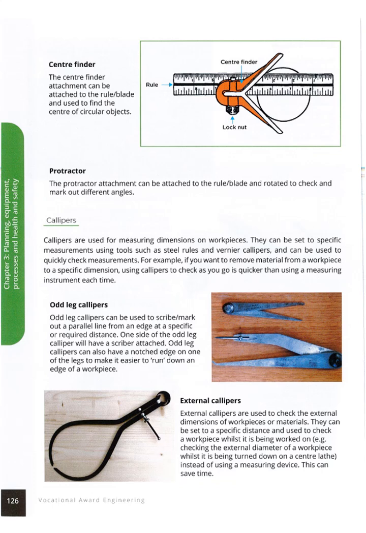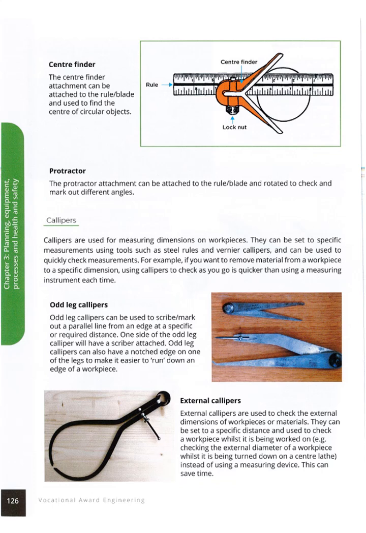So the odd leg calipers can be used to scribe, mark out parallel lines from an edge at a specific or required distance. So if you set it at 50 millimeters, that will then scribe 50 millimeters all the way from the top of your material to the bottom. If you want to do it on another piece, that is still set. You can use the same thing. You don't have to measure, it's done for you.